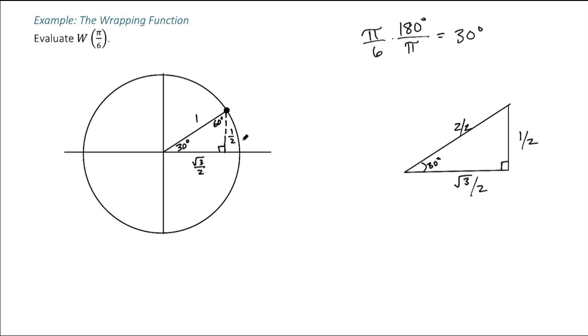Now, why did I care about that? Well, this point right here is an x and a y. That's the point I'm looking for because the wrapping function is equal to a point, okay? And it just so happens that x and y are this horizontal distance and this vertical distance. And so my wrapping function of pi over 6 is equal to the point where the x-coordinate is this horizontal distance, square root of 3 over 2, and the y-coordinate, this distance, is 1/2.